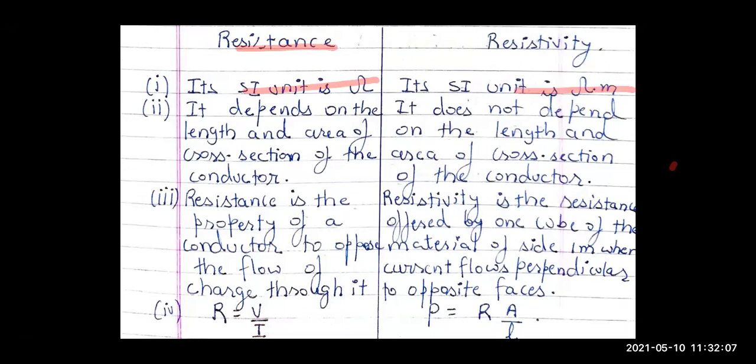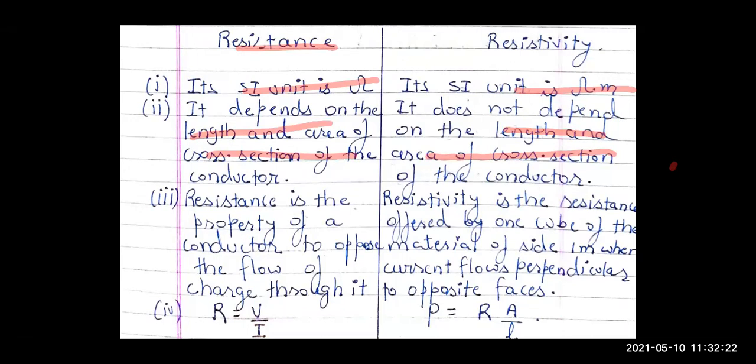Resistance, you know, depends upon length and area, that is, the area of cross section of the conductor. But resistivity does not depend on length. It does not depend upon the cross section area of the wire or the conductor.